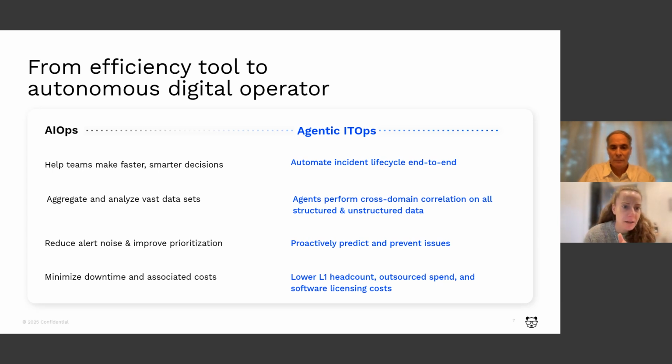We talked about the data piece, right? Not just aggregating and analyzing, but if you have access to all these different data sources, you're able to do that cross-domain correlation. That's huge. That's allowing you to see the complete impact and extent of an issue across the organization, so you can hone in right on the actual root cause and get the right teams involved right from the start. When I think about AI ops, one of the biggest things it was focused around was reducing alert noise and improving prioritization.